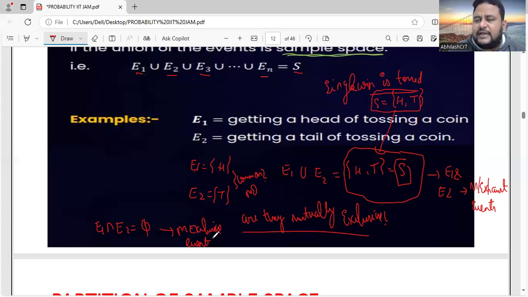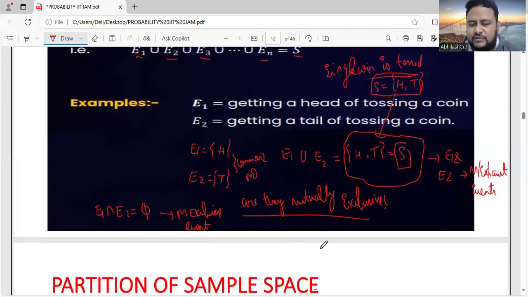Next, coming to exhaustive events. In exhaustive events, what you should remember, friends? Union of events. Union of events means you combine the given events. If you combine the given events, if it comes out to be the sample space of the given experiment, then we say that it is exhaustive events. Okay, so in the exhaustive events you are talking about union, in the exclusive events you are talking about intersection.